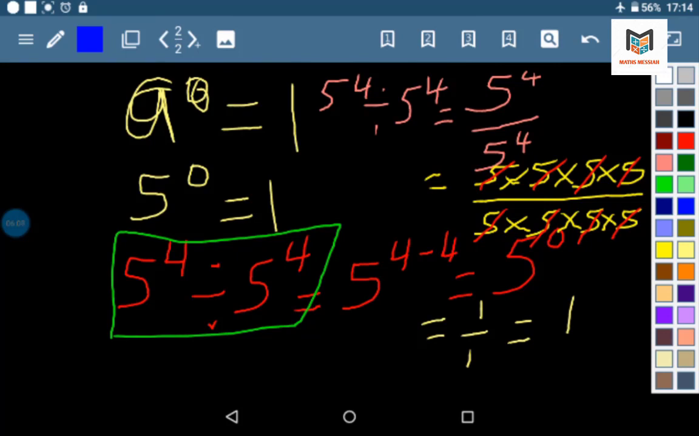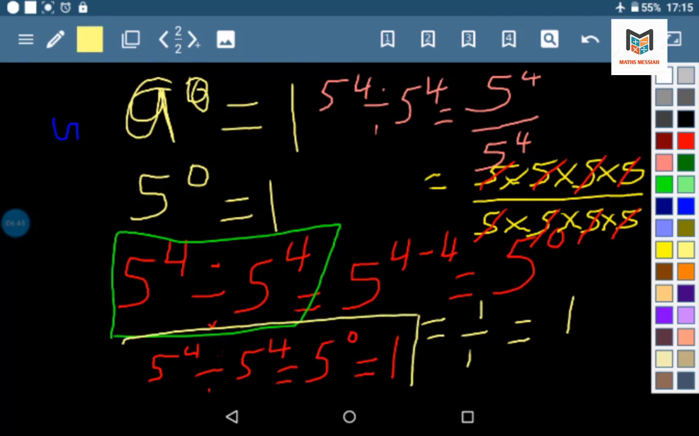So we can say that 5 raised to the power 4 divided by 5 raised to the power 4 is equal to 5 raised to the power 0, and it's also the same as 1. So it means that 5 raised to the power 0 here is equal to 1. If you use any number, it will give you the same results. So every number raised to the power 0 is equal to 1.